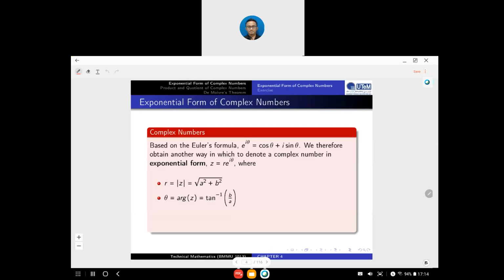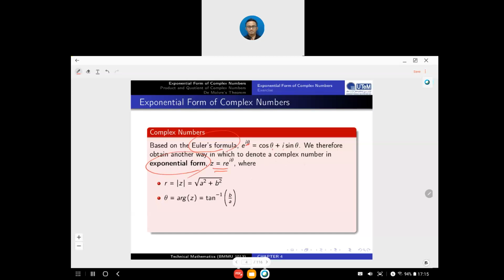In order to solve the exponential form, it is based on the Euler formula, whereby Euler formula mentioned that exponent i theta equal to cos theta plus i sin theta. So in this case, you should know what is theta. Therefore, the way to write a complex number in exponential form is z equal to r exponent i theta.